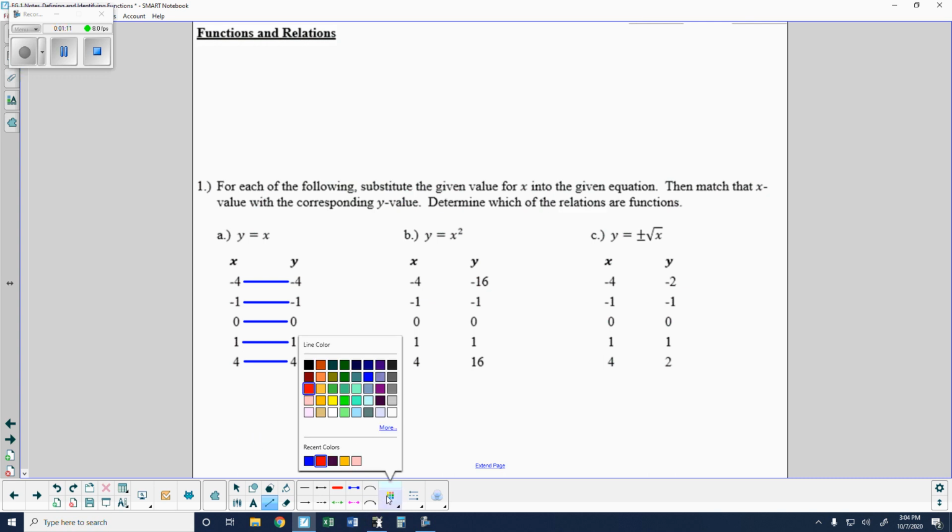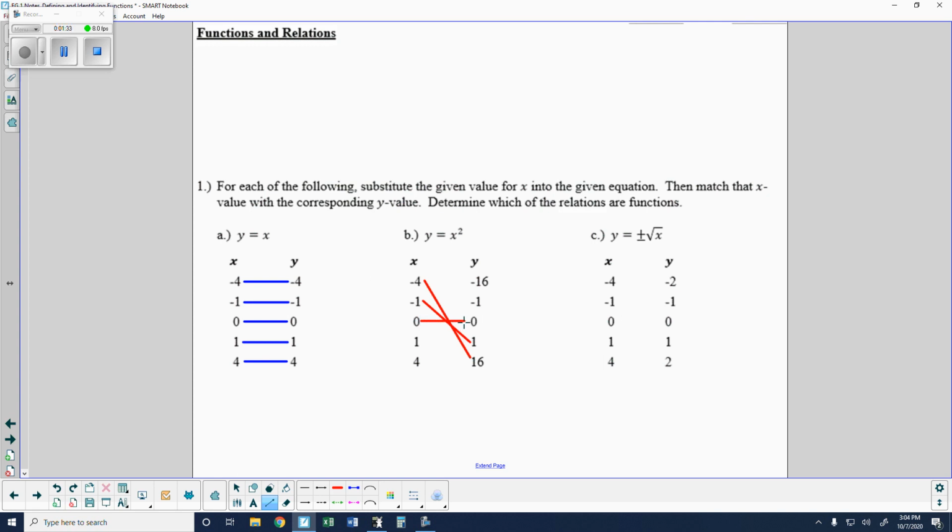Now in b, it's a little bit more complicated. We're going to substitute in x into y equals x squared. So initially we're going to substitute in negative 4. Negative 4 times negative 4 would give us positive 16. Negative 1 times negative 1 would give us positive 1. 0 squared is 0. 1 squared is also positive 1. And 4 squared is positive 16.